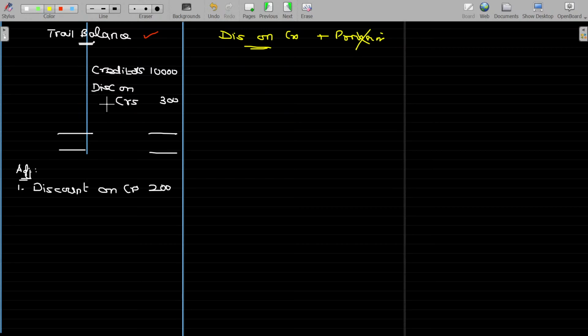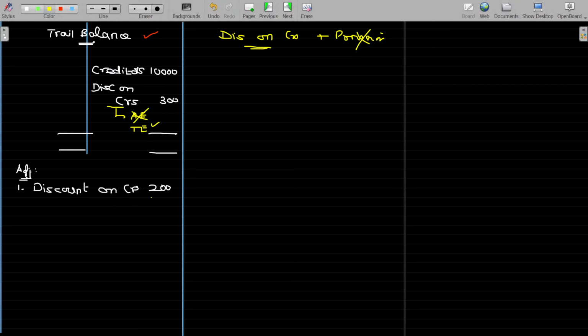Whenever the discount on debtors or creditors is given in the trial balance, it means with respect to that one, the adjustment entry is already passed. You need not do the adjustment entry again, but we need to pass only the transfer entry. Transfer entry is nothing but the amount is transferable from discount on creditors to the P&L account. That entry will be passed.